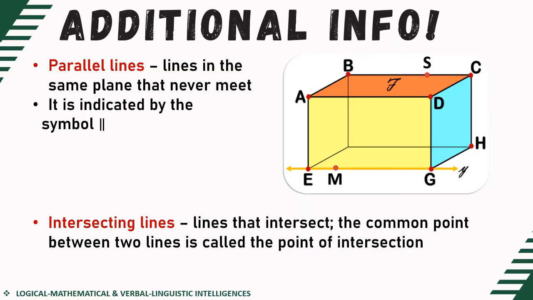Now, let's proceed with parallel lines, lines in the same plane that never meet. What is the symbol that we use to indicate parallel lines? This symbol is used. So for example, we have line EG is parallel with line AD. That's how we use the symbol for parallel lines.